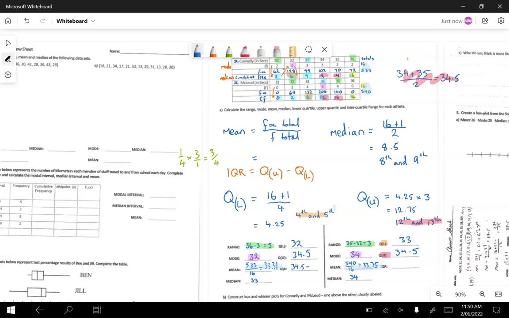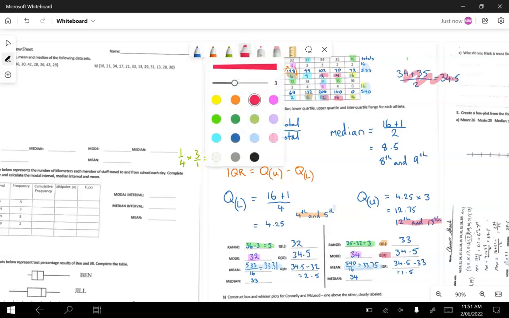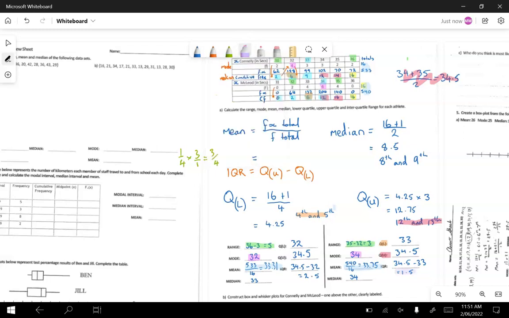know what I'm up to, but 34.5 minus 32, so this one's going to be 2.5, and this one will be 34.5 minus 33, so this one will be 1.5. And that is it. And now we've just got to do something with it. So we'll make that one purple. And I'll just highlight that so you know where I got that from.